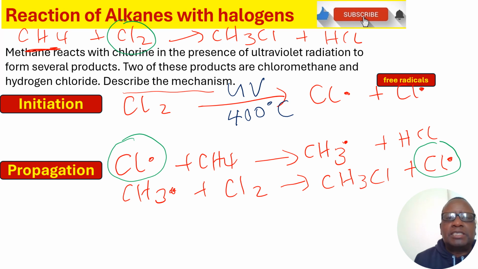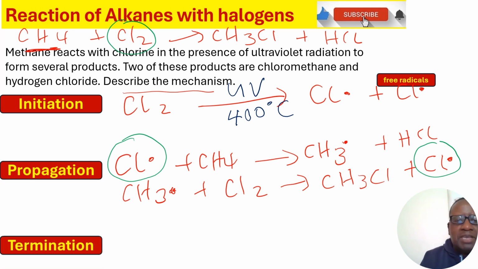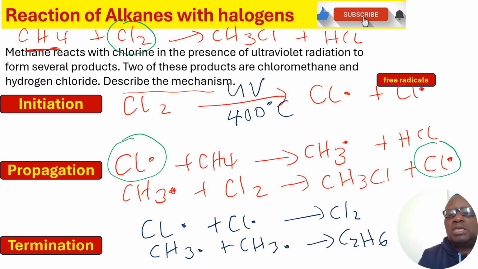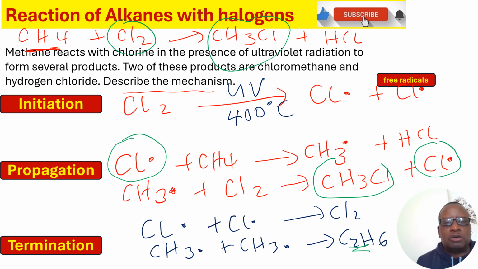Now the next and final stage is called termination. During termination, every radical will clash with another radical. Cl will clash with another Cl and form Cl2, and the reaction stops. A CH3 radical will react with another CH3 radical and form C2H6. So you can form the chloromethane, but you can also form a bit of ethane when those two radicals clash.